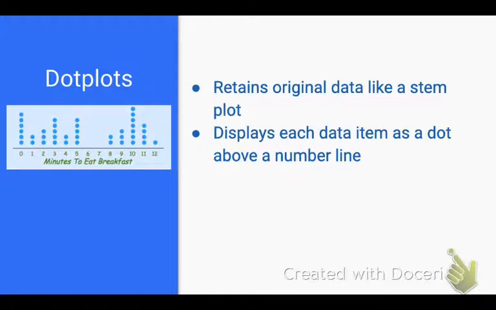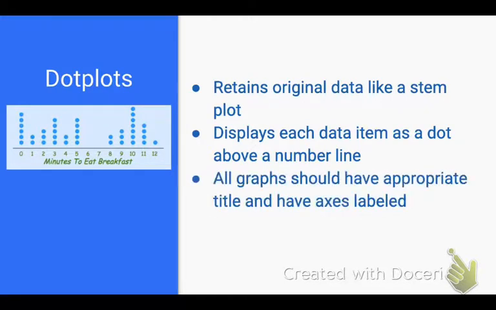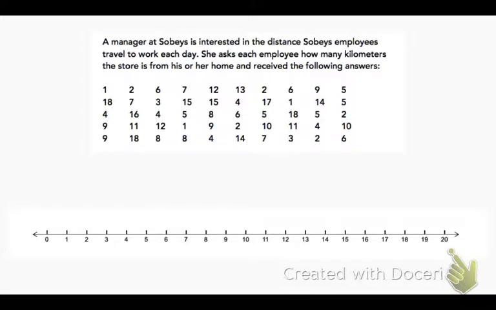You do want to pay attention to that. Sometimes if it's a really large data set, they'll tell you that 1 dot represents 5 data points, just so that you don't have really, really large graphs. But you can take any amount of data and turn it into a dot plot. You do want to make sure that it's appropriately titled and the axes are labeled so we know what the increments are, so they're not skipping intervals on the number line or anything like that when you graph.